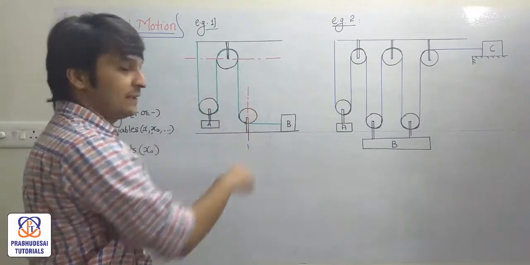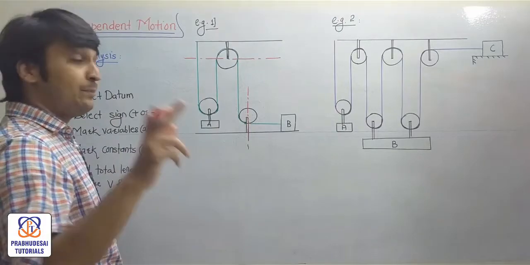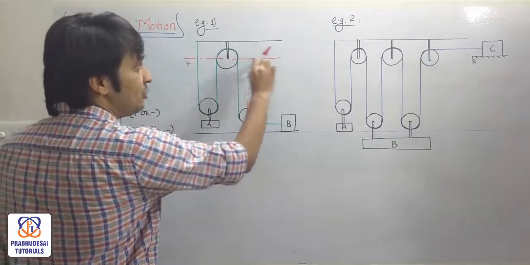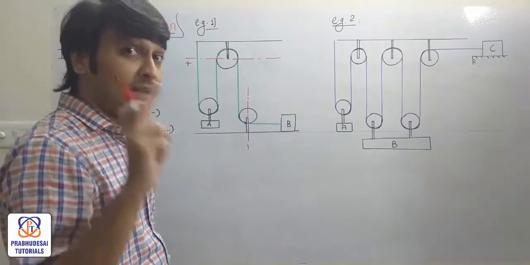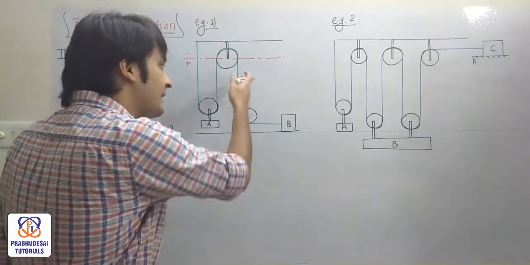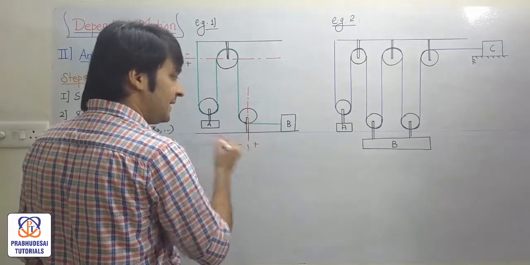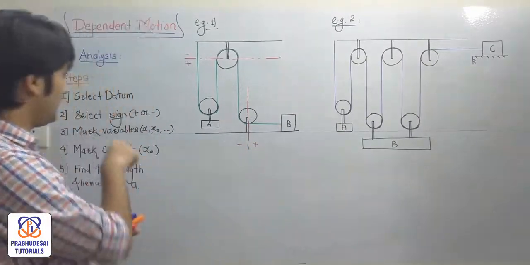Select horizontal and vertical datums. Select sign. How to select sign? Select always positive sign towards string part. That means what? If this is going to be datum line, I repeat, if this is going to be datum line, then select positive towards string and negative against string. Same here. If this is datum line, positive towards string, this is positive, and negative to the left against string parts. Okay, so select second step. Second step is what? Sign.